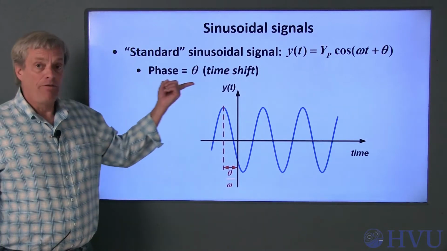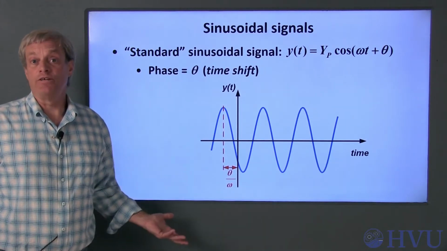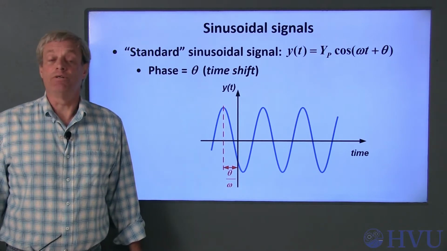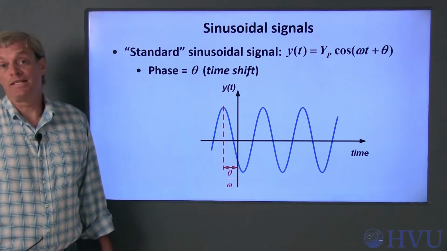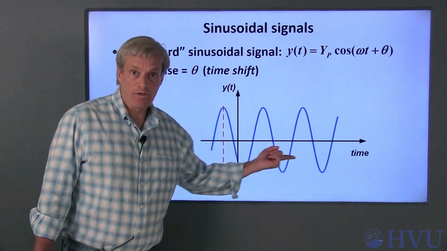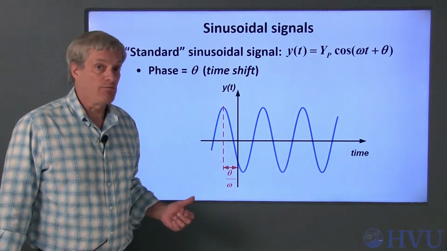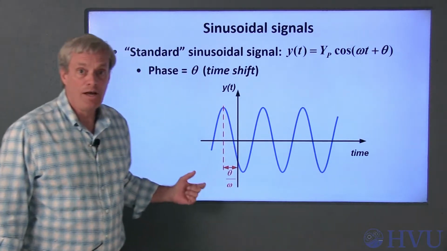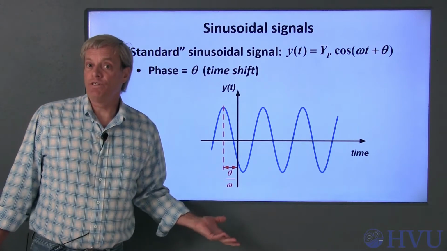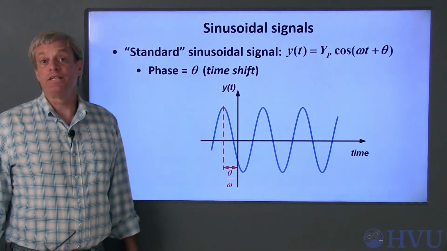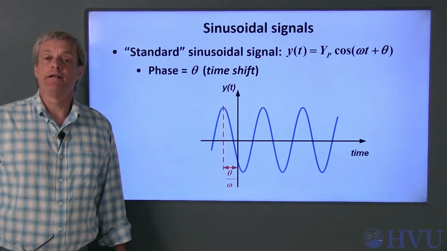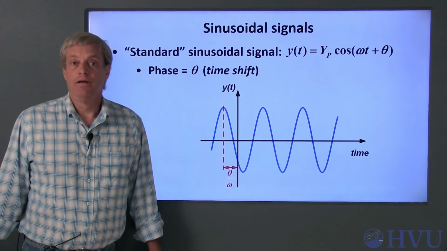The phase angle, theta, just shifts the sinusoid in time. That's why cosine and sine functions are interchangeable. A sine function is just a time-shifted cosine function. For example, this sinusoidal signal is just a cosine which has been shifted to the left by theta over omega seconds. Theta should have units of radians, but is often expressed in degrees. To convert from radians to degrees, multiply by 180 over pi.